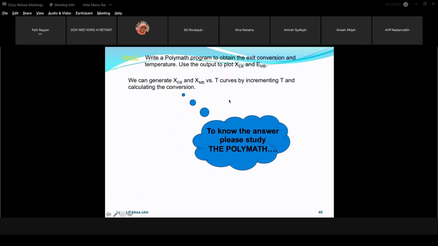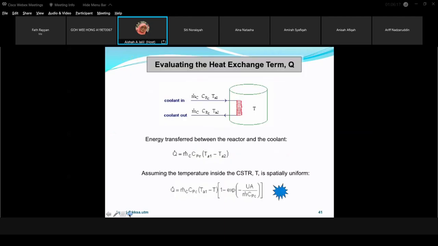Write a Polymath program to obtain the exit temperature. You can also calculate by Polymath. We can generate the XEB and XMB curves by incrementing T and calculating the function. So for the answer, please study the Polymath. This is not included.